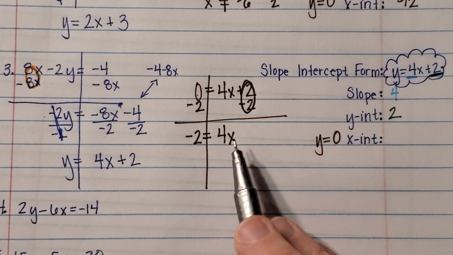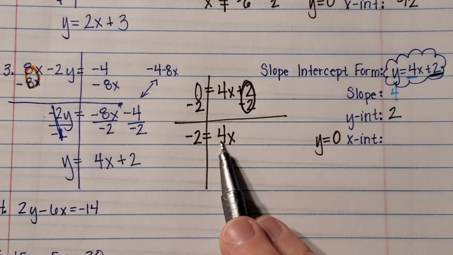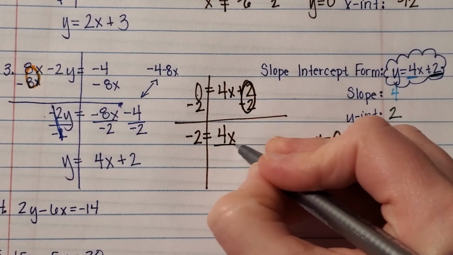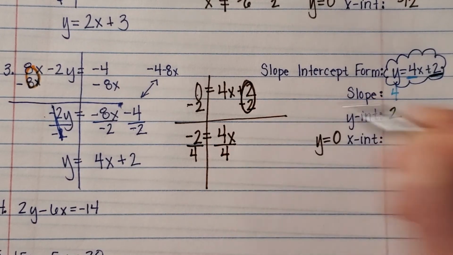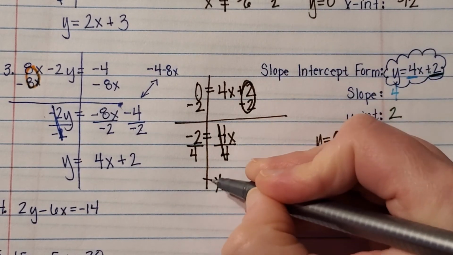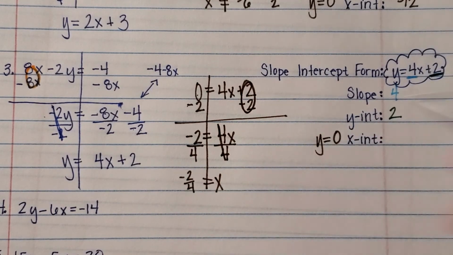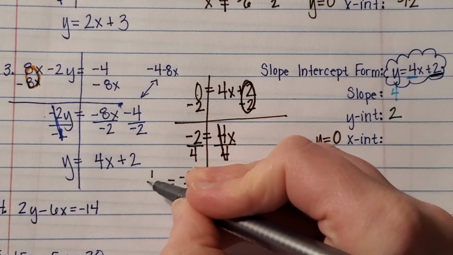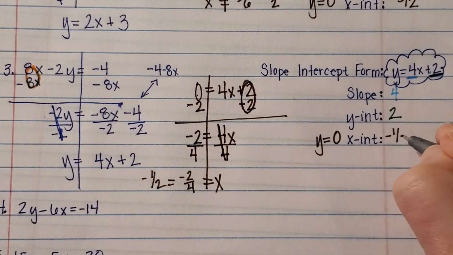All right, so I don't quite have x all by itself. To get it all by itself, I need to get rid of this 4. So I'm going to divide both sides by 4, since 4 is currently multiplying with the x. I know 4 divided by 4 is 1, so I'm left with x equals -2 over 4. That can simplify to -1/2. So I now have my x-intercept.